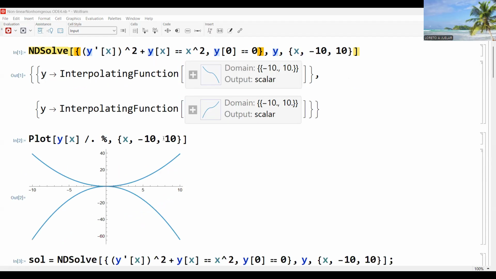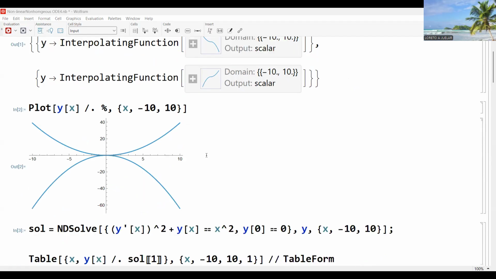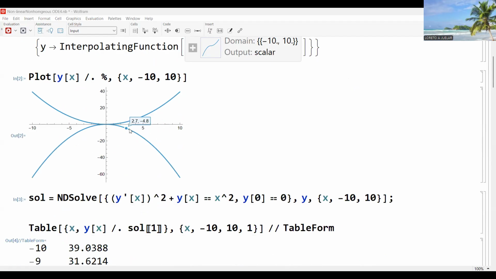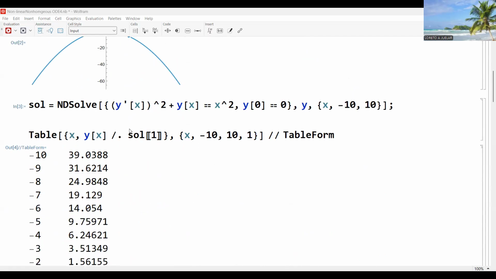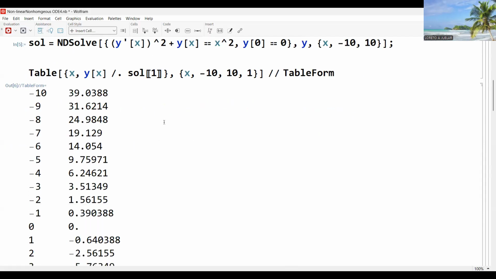So by plotting the solution of the differential equation, we have this plot. Then for the x and y values here in the table, we have this. So the corresponding values of x, for example, if x equal to negative 10, y equal to 39. If x equal to negative 9, y equal to 31.6214. If x equal to negative 8, y is equal to 24.9849.